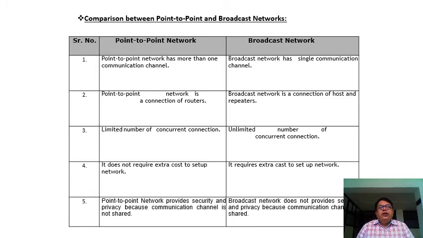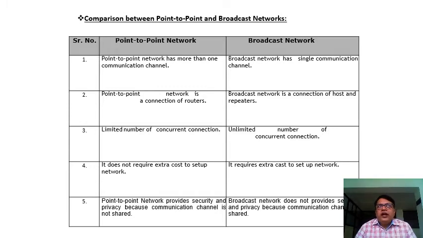Number 3, a limited number of connections is possible in a point-to-point network, whereas in a broadcast network, there is no limit. After that, number 4, a point-to-point network does not require extra cost to set up, whereas extra cost is needed in a broadcast network.